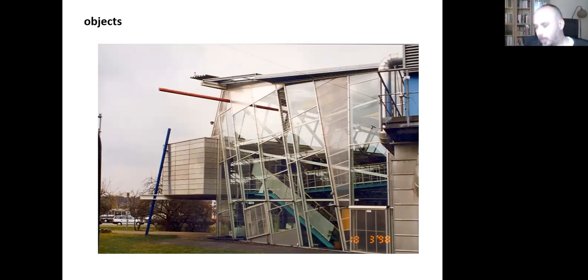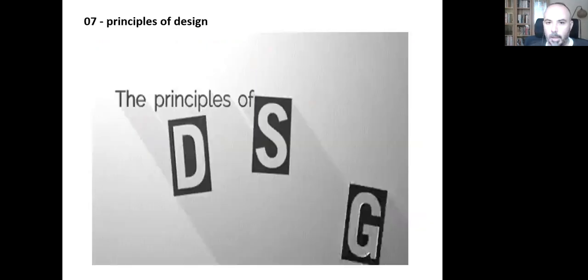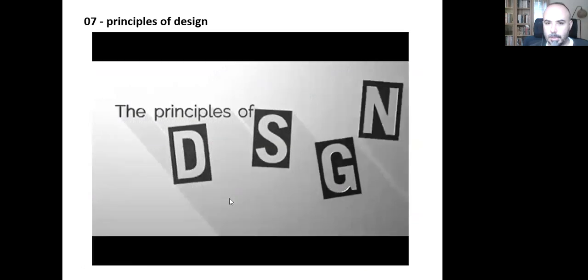So every object, even if it's a building, everything around us is made out of either a point, or it may have lines, it may contain planes, or it can be in a three-dimensional form, which we call volume. This is a very short video about the principles of design. Let's see.